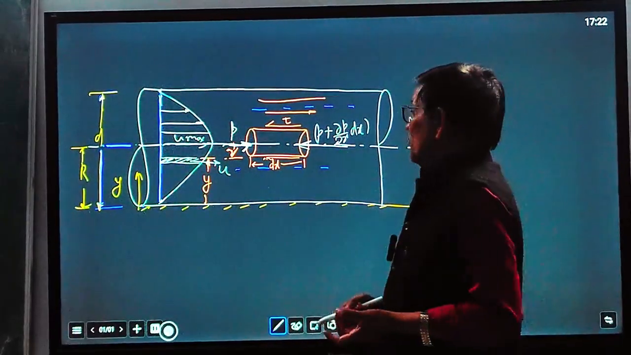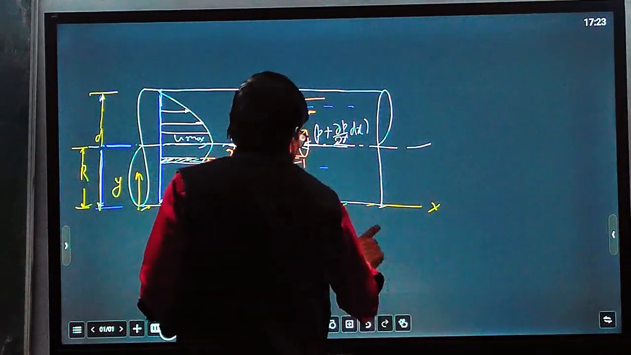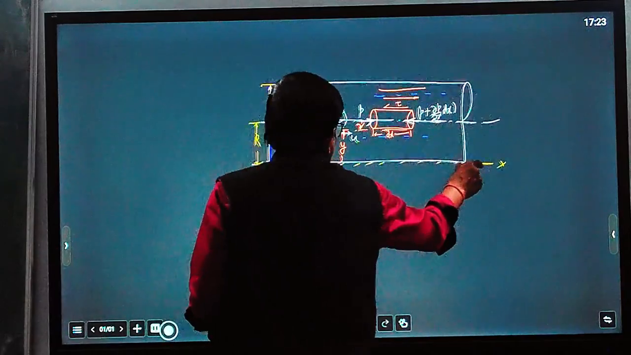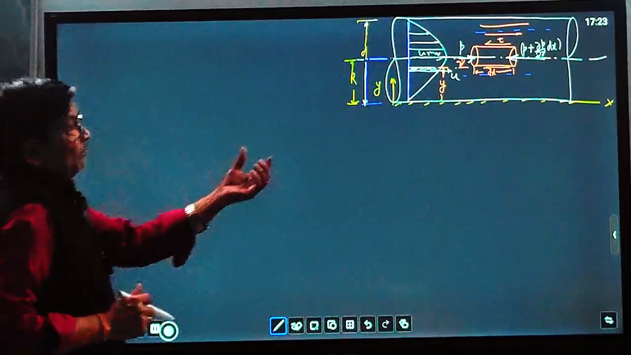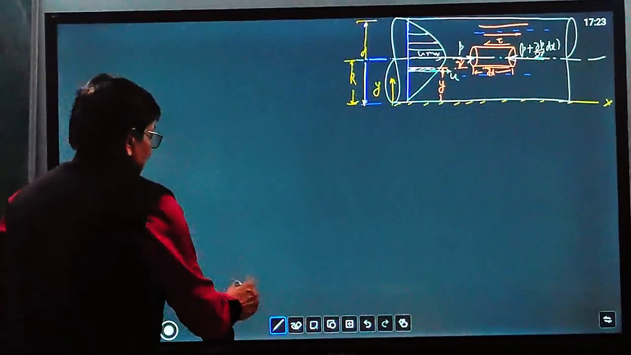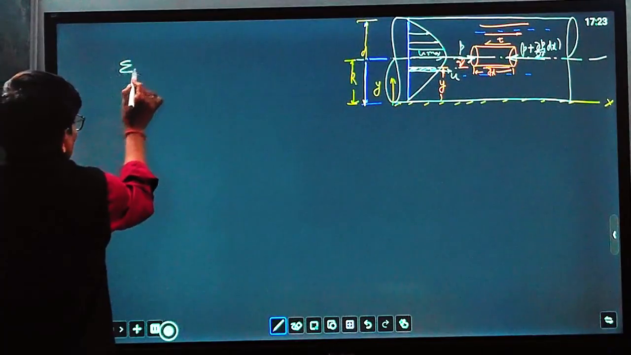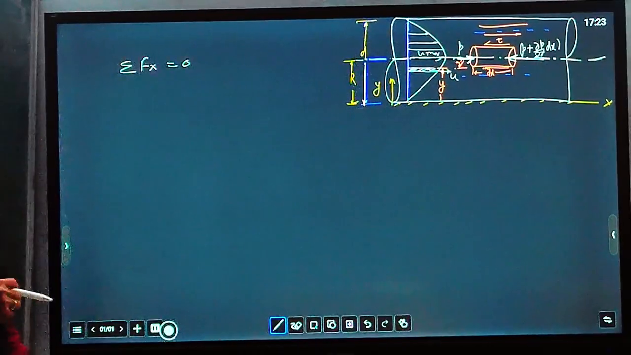So what is the net force acting on this element? That we want to calculate here. So let us make it small. What is the net force acting on the element that we have selected, of length dx and radius r? The net force, sigma Fx, should be equal to 0, because we know that no net force is acting on this element.